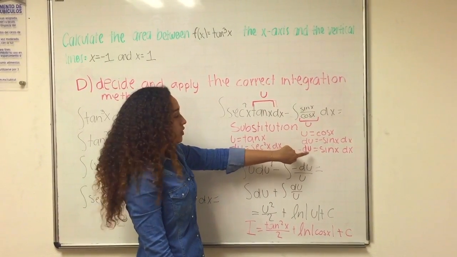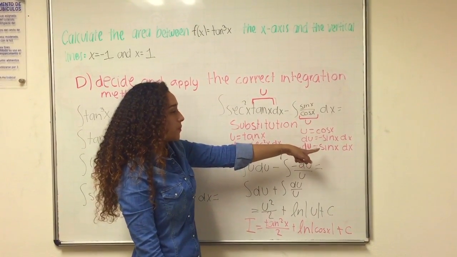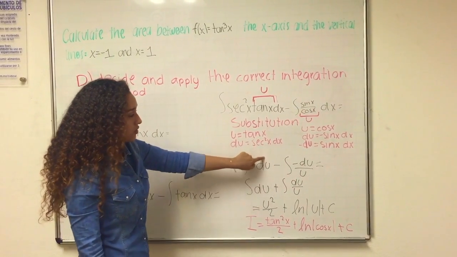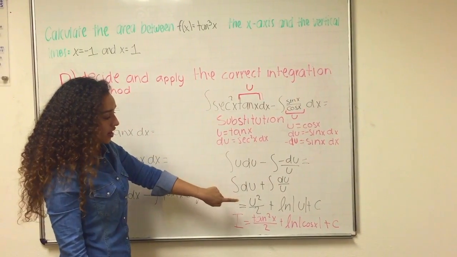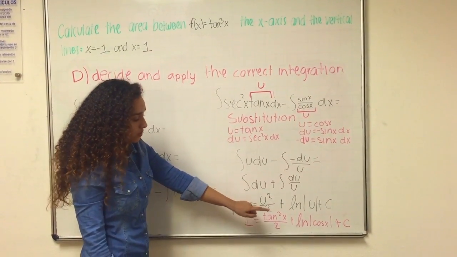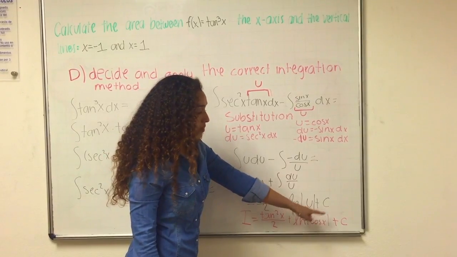So to make it easier, we get here the minus. So here we only substitute the results, and to finally obtain the integral, that is tangent squared over 2 plus logarithm of cosine plus C.